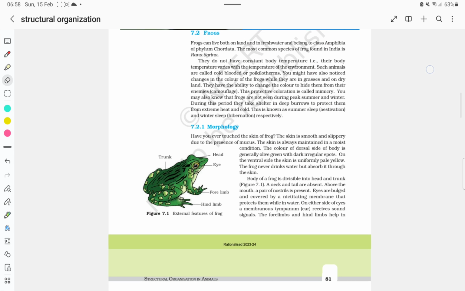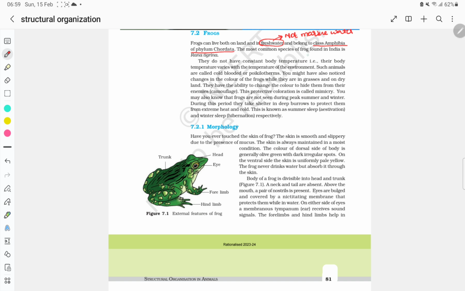Coming to the introduction part of it, the first line says that frog can live both on land as well as in fresh water. So here there is a chance to ignore this term fresh water, which means frogs do not live in marine water or salt water. Just remember this. And they belong to the class Amphibia, which is very important, of the phylum Chordata. So frogs belong to the class Amphibia and phylum Chordata.